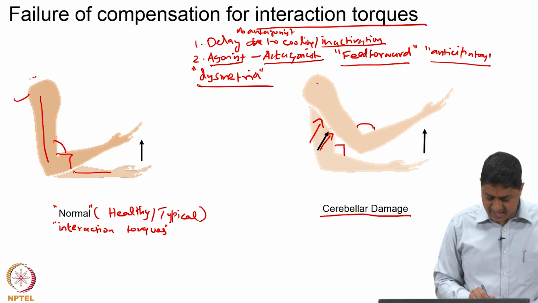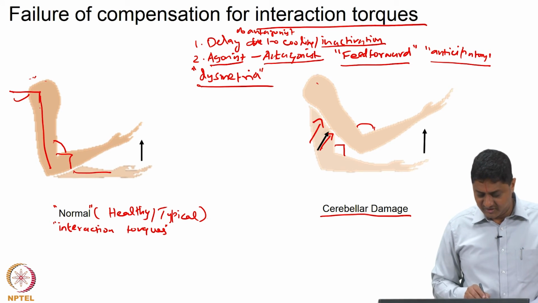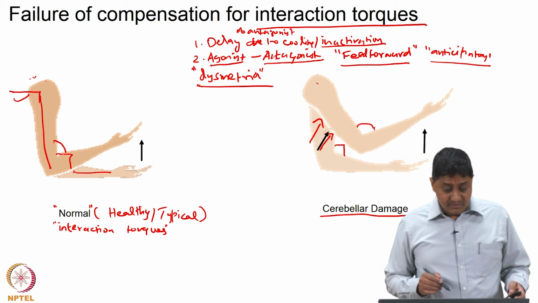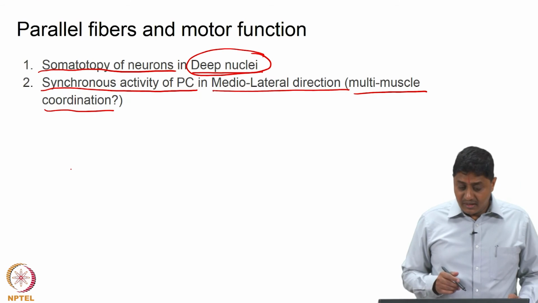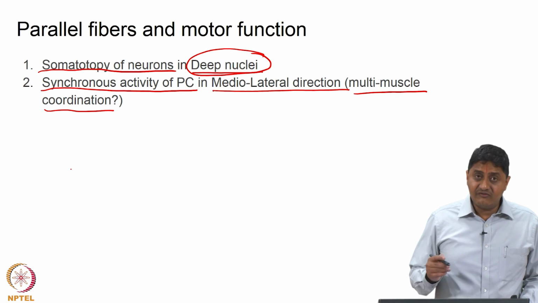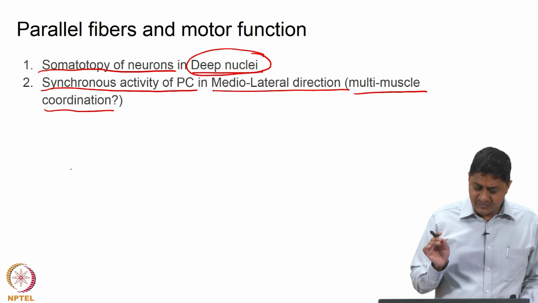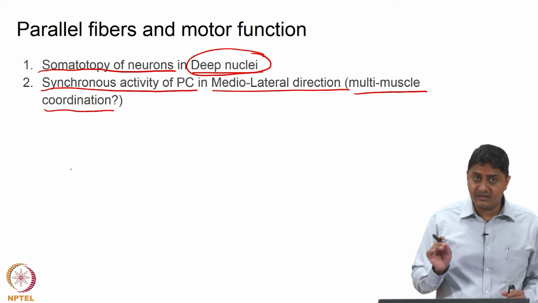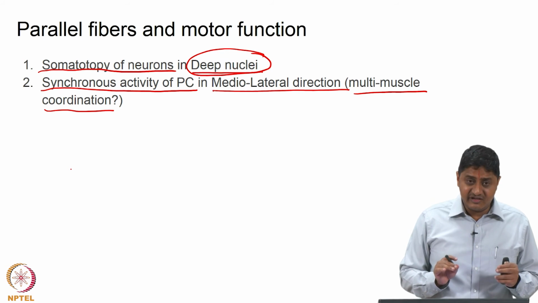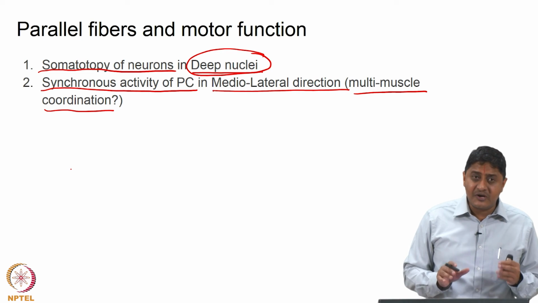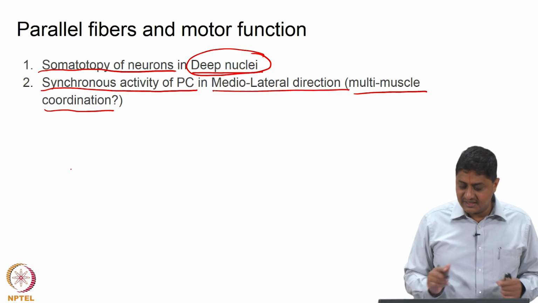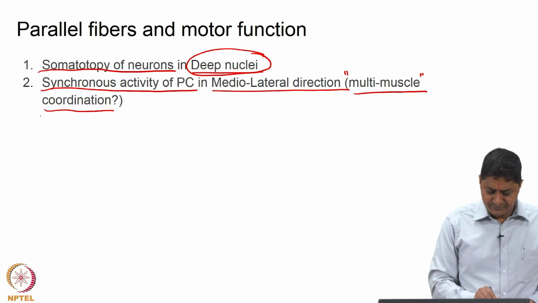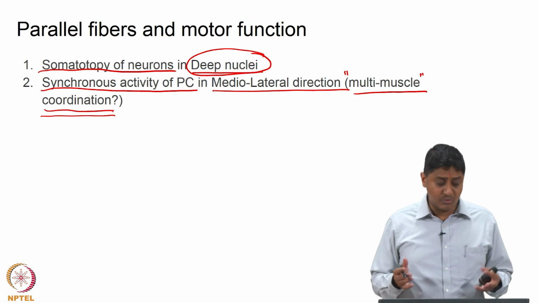So, that remains the same in both the configurations, that is what is shown in the healthy individual. So, that means that probably the parallel fibers activate Purkinje cells in such a way that there is synchronous or appropriately timed activity of Purkinje cells that leads to multi-muscle coordination, right, and this is critical for movement control and movement modulation.